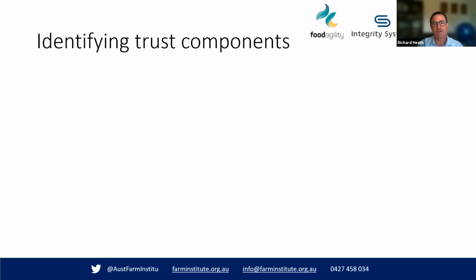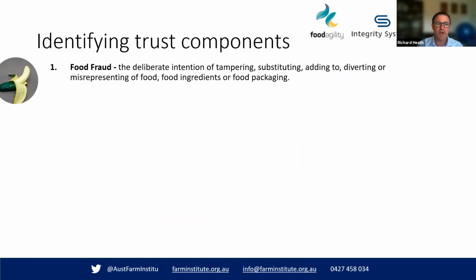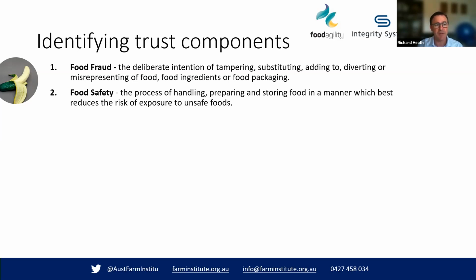So what are the trust components that go to make up those transactional trust elements that build towards the overall systemic trust? So we identified 9 that we could distinguish or define as separate trust components that trust breakdowns essentially could be classified within. The first one being food fraud, the deliberate intention of tampering, substituting, adding to, diverting, or misrepresenting food ingredients, or food packaging.